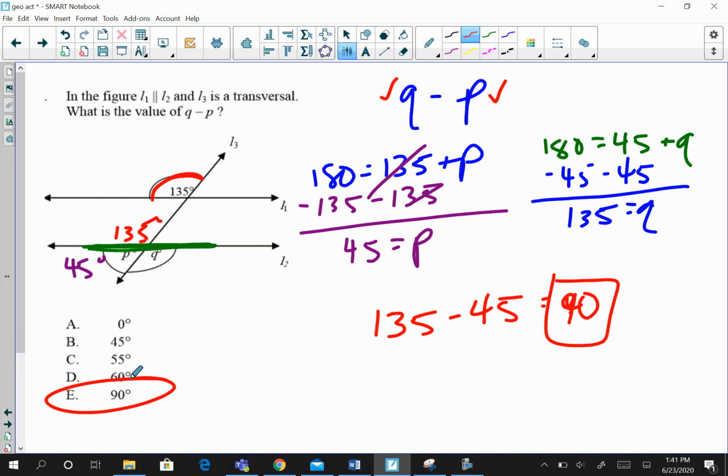Good. And again, that's just knowing the angle relationships, being able to jump from corresponding angles. Then you could have even used vertical angles to figure out what Q was right away. And then using the supplementary angles or linear pair relationship, that will allow you to fill in these missing pieces.